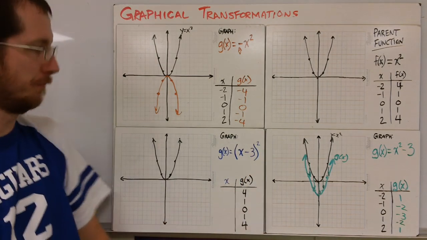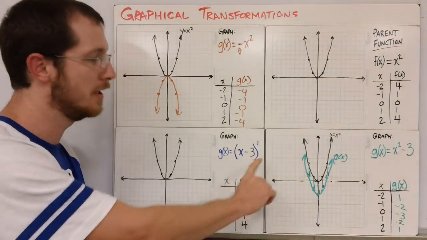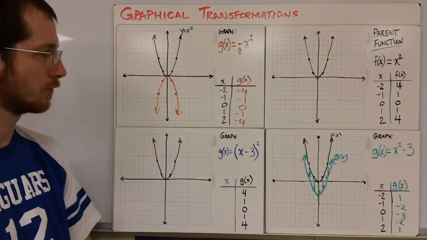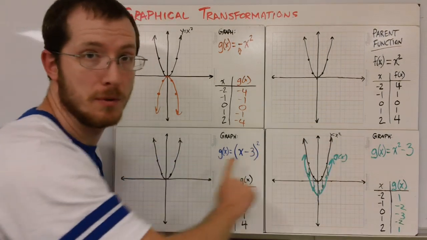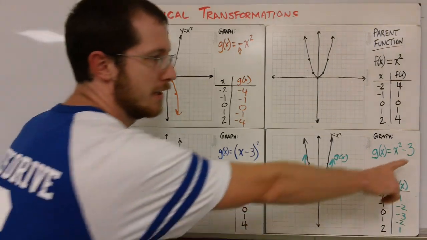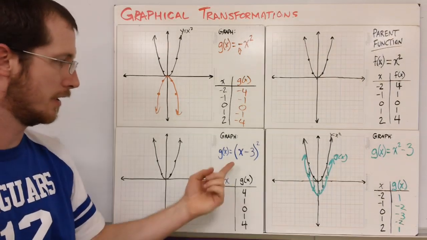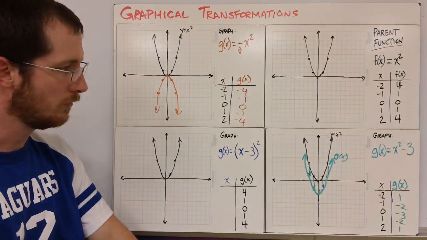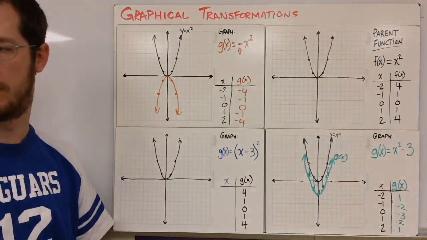All right, another example. g of x equals (x minus 3) squared. Okay, now notice the difference between these two equations, the g of x in green and this one in blue. The minus 3 is on the end on that one. The minus 3 is inside the parentheses in this guy here. In this one we shifted down 3. In this one, let's see what happens.